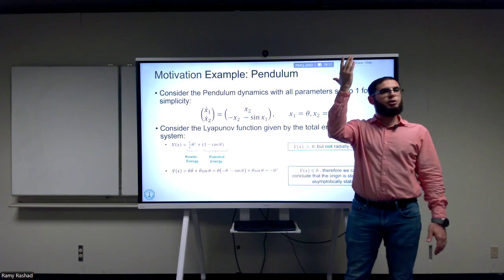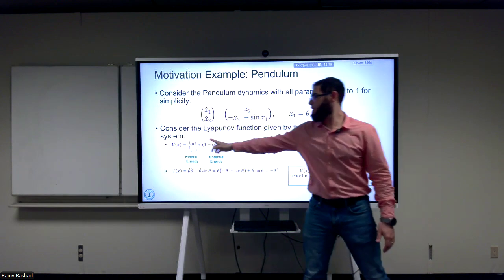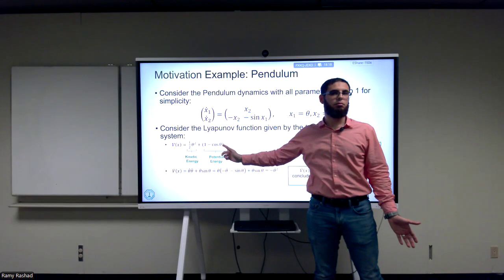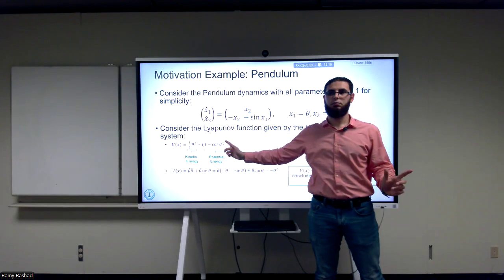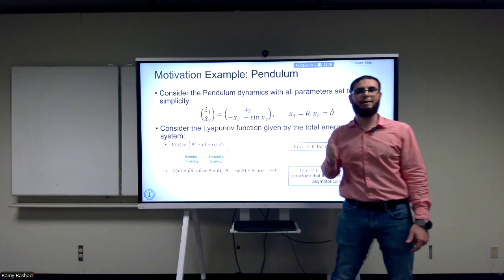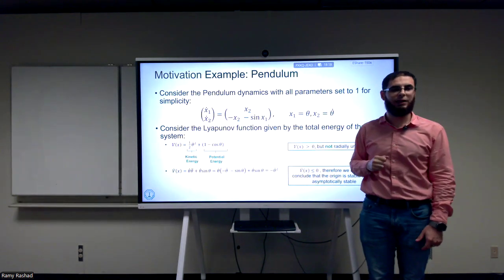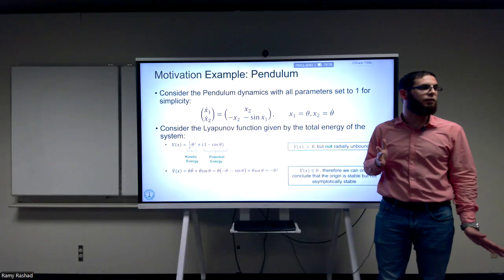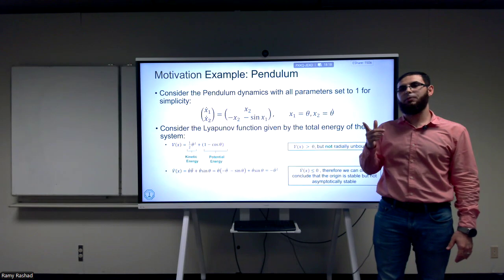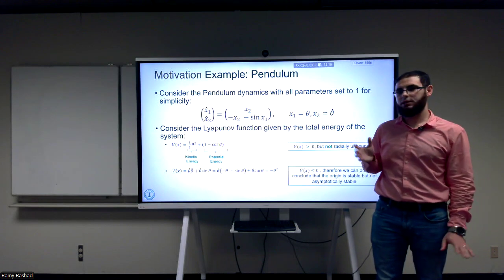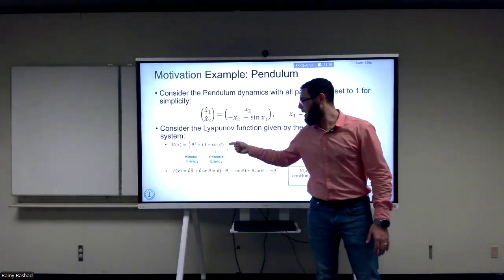At the upward position, which is pi and 0, this term is still 0, and cosine pi is negative 1, so we have 1 minus minus 1. It's 2. Is it 0? No. Can we solve that problem? It's very trivial to solve. I can change the Lyapunov function to be what? No, it's easier than that. Minus 2.